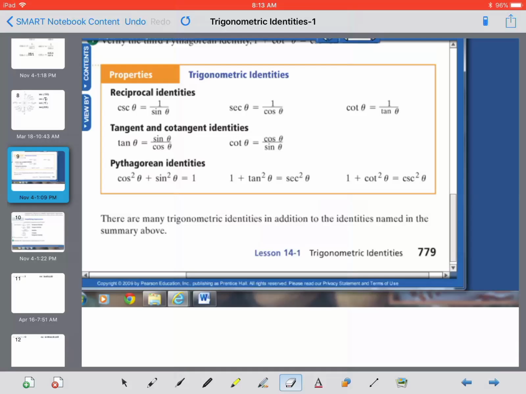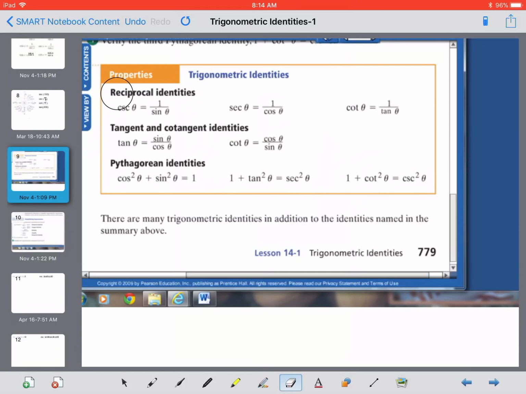Hey everybody, this is the second video about trig. We're going to get away from the unit circle and just simplify trig expressions. A couple things you'll probably want handy when you're doing these types of problems, if you're not used to them, are these trig identities and Pythagorean identities.